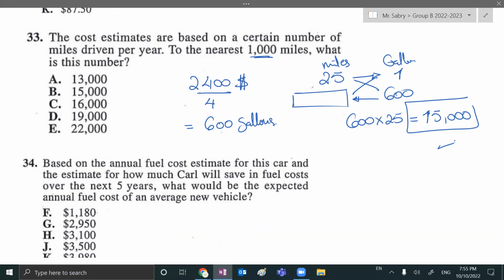Where did 1,000 go? The 1,000 is just to the nearest 1,000 miles. It's like to the nearest tenth or to the nearest centimeter. It's because they don't want you, if you got something like 14,820, you'd assume these are 15,000. It's like an approximation. Does this make sense? Yes. Awesome.